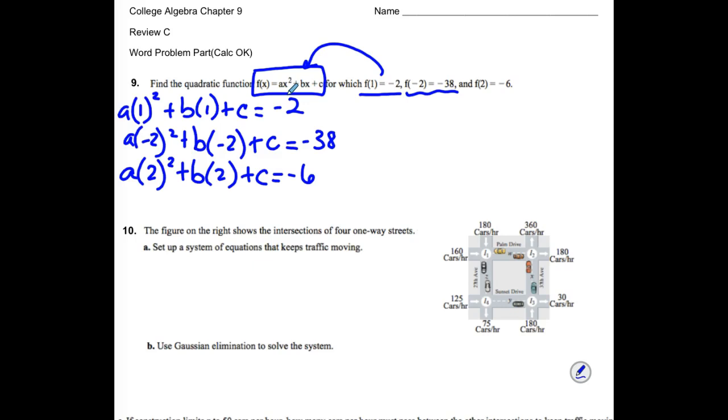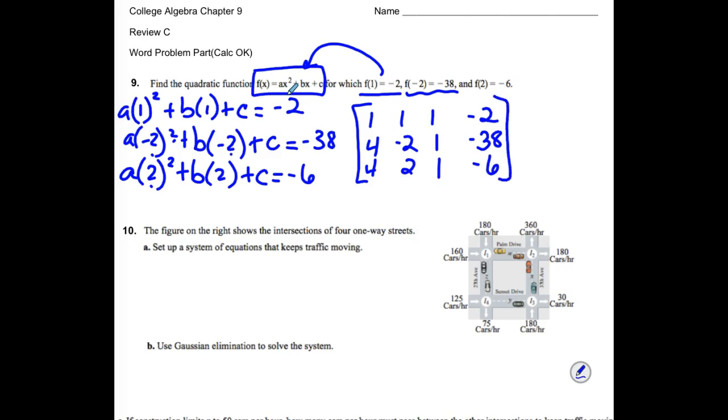Now we have to take them and create an augmented matrix. All right, so 1 squared is 1. We have 1b, we have 1c, and our constant is -2. Our second row, we have -2. It's getting squared to become a 4. Our b term here is -2. C is 1, and we get -38. Last row, we've got 2 squared is 4. We have 2 times b, 1 times c, and we get a constant of -6.